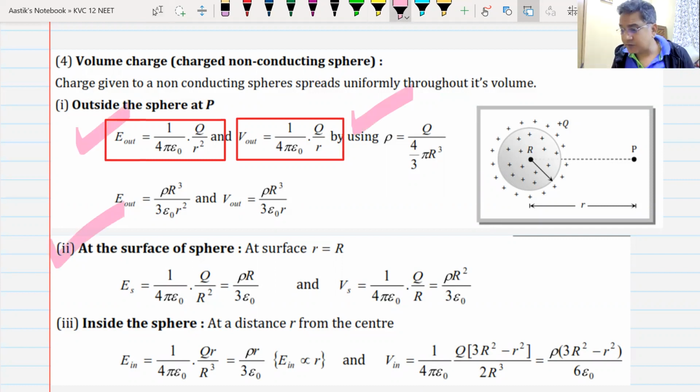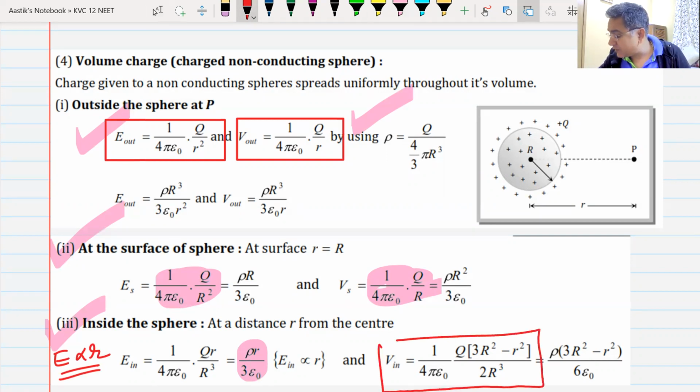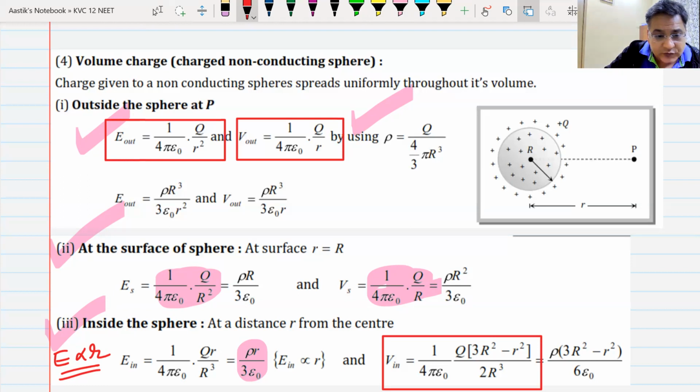At the surface of the sphere, you will remember it is the same. Inside points, if you can remember just one thing, that the electric field is directly proportional to the distance r. The rest of the things, if you even don't remember, it may not be of much importance because you may not get this question. But if you can remember it, nothing like it. I give you 2 minutes to write it.